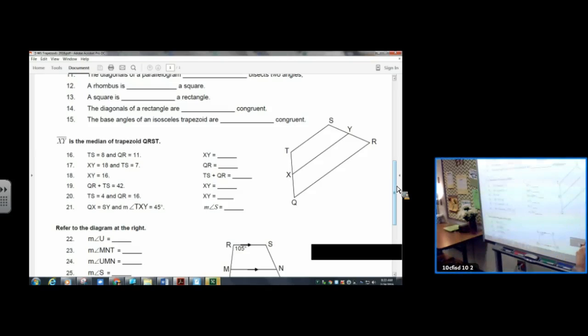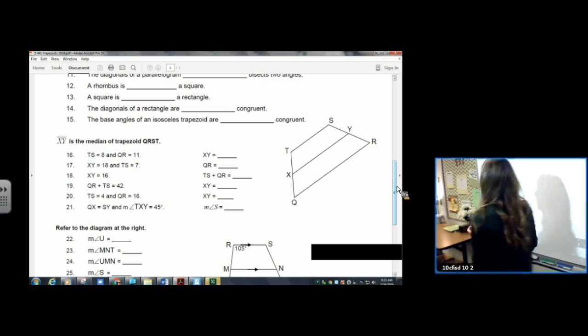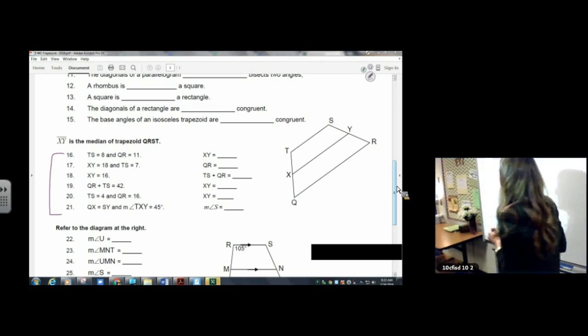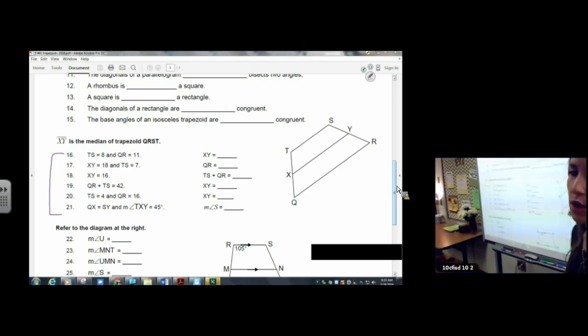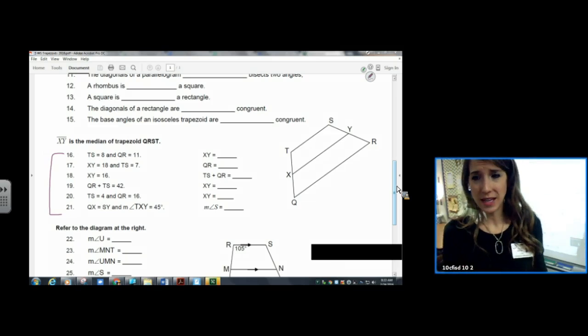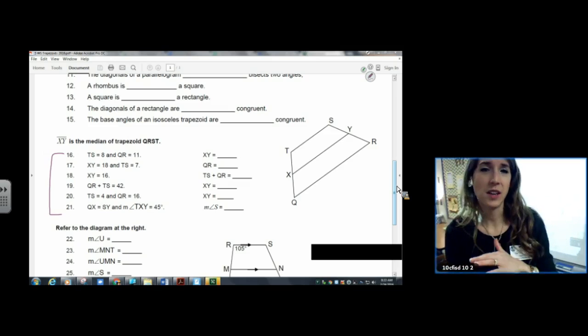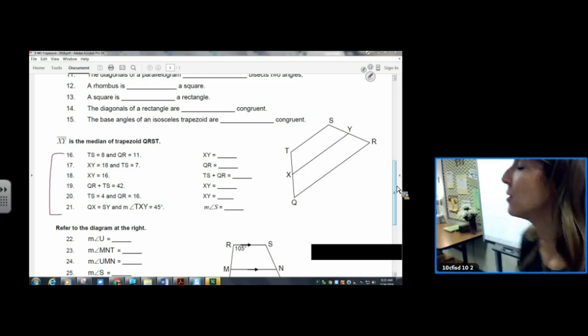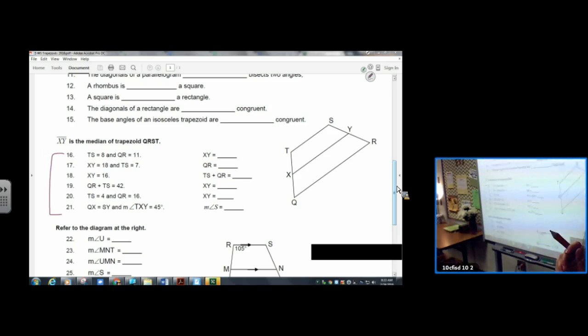On the trapezoid homework, let's just do some trapezoid problems. We're going to do 16 through 21. In your notes, we use the word mid-segment, and then this worksheet uses the word median. I guess those are used interchangeably. I'm not sure why the worksheet says median.